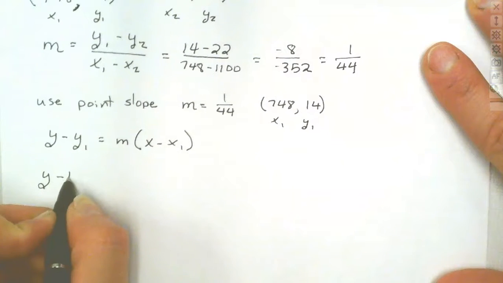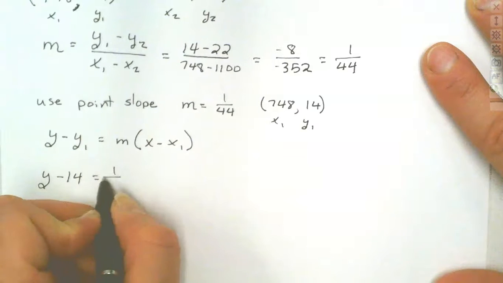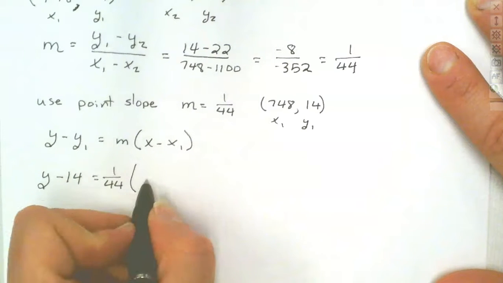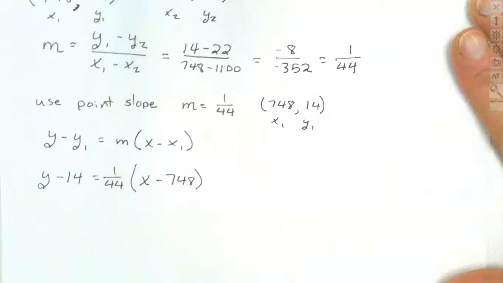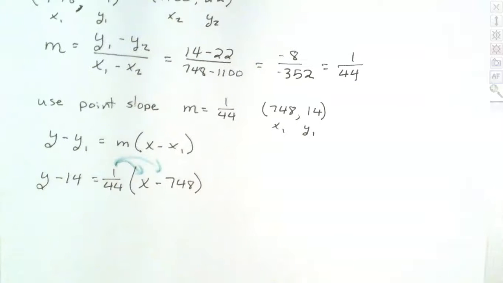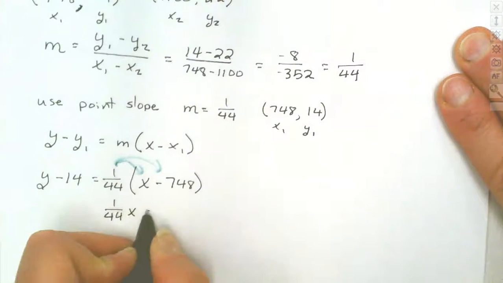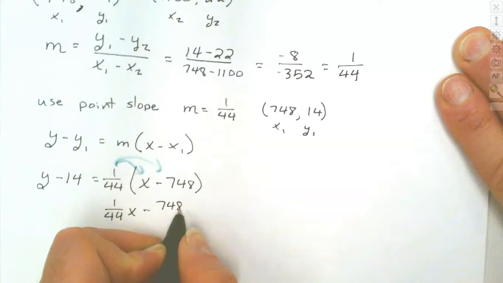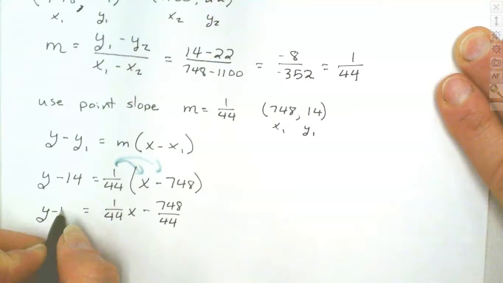So that's y minus 14. That goes on the left. And that then equals 1 over 44 times x minus 748. Distribute that 1 over 44 through. And we're going to get rid of the fractions in a moment. So don't worry about that at all. They're going to go away shortly. And so that leaves you with 1 over 44x minus 748 over 44. And that equals then y minus 14.